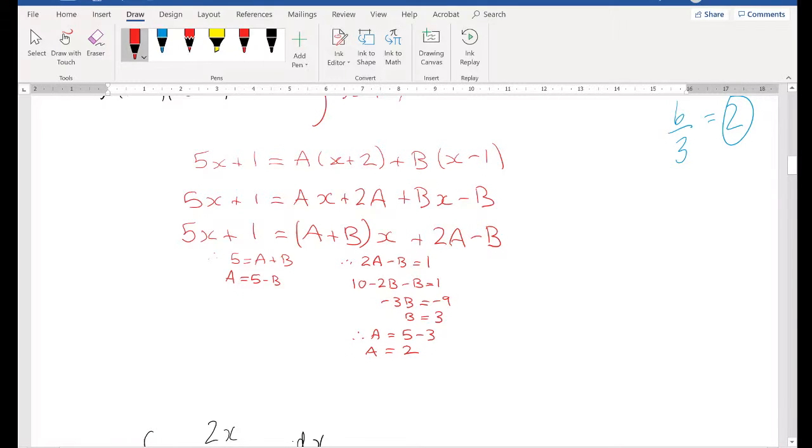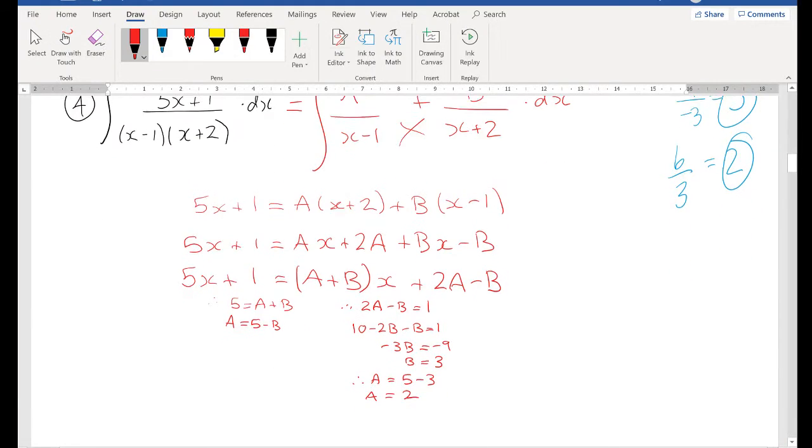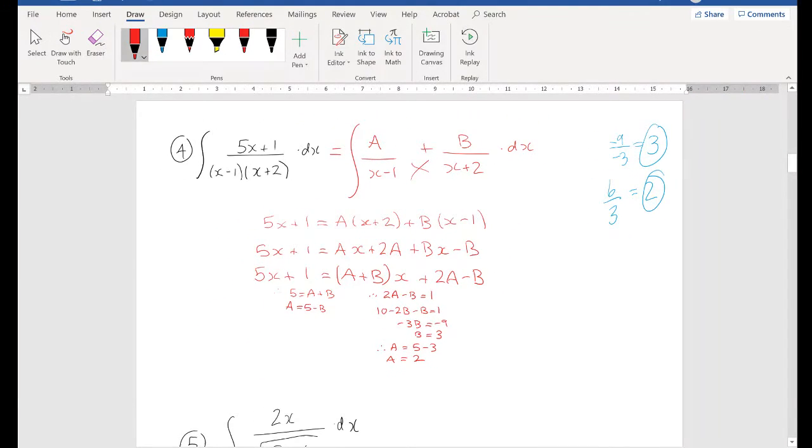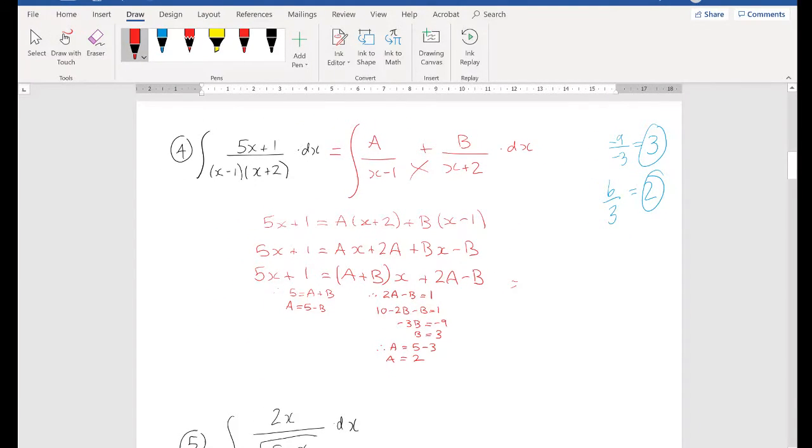But I'm not done. I've just found the numerators to be able to split up that. So I know now that that's now the same thing. I'll continue over here. It's the integral of 2 over x minus 1 plus 3 over x plus 2 dx.